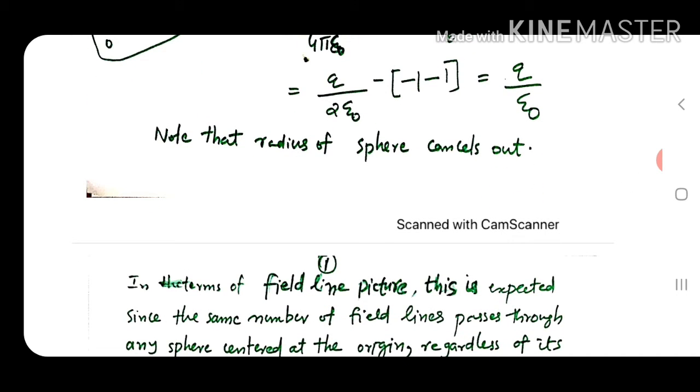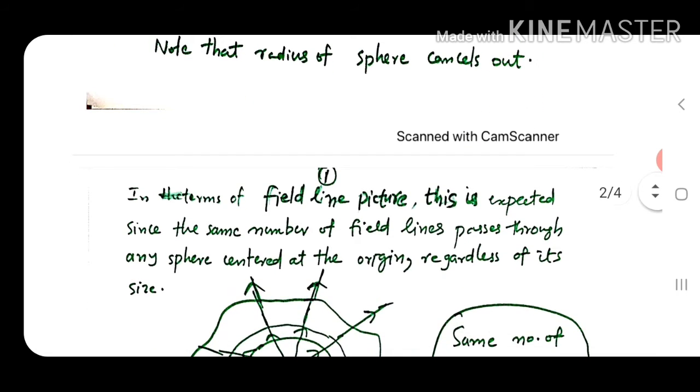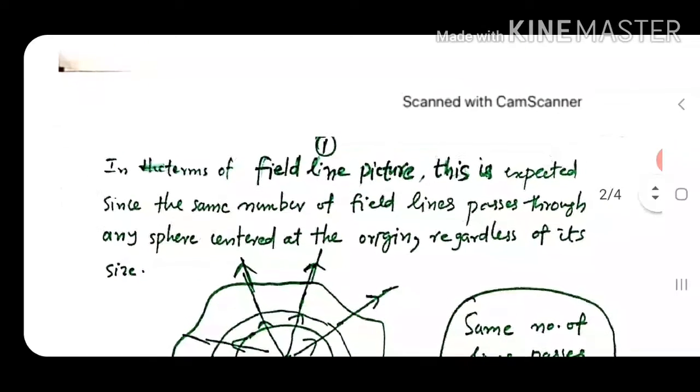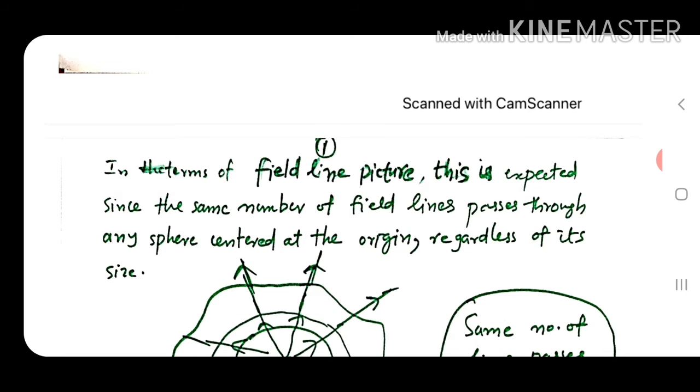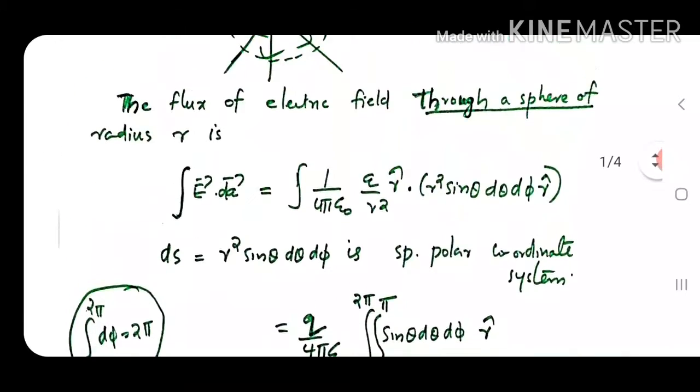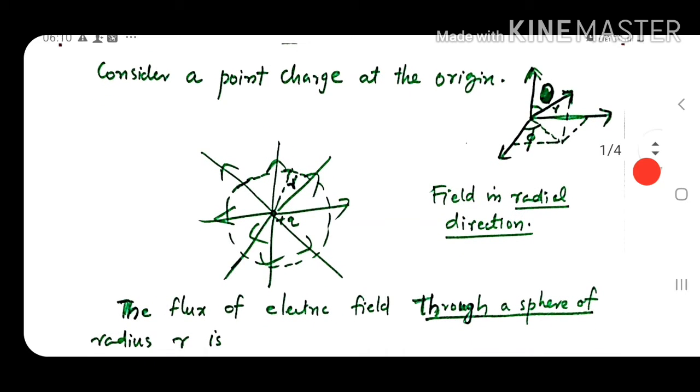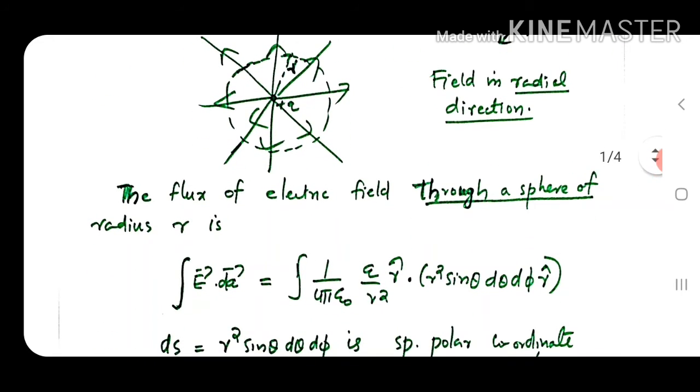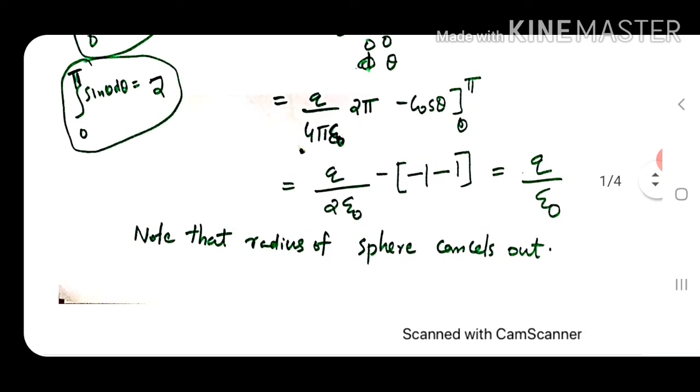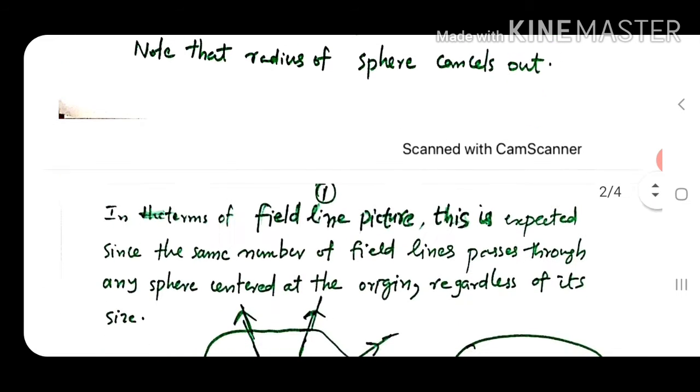Now in terms of the field line picture, this is quite an expected result. What we have seen is that for any sphere of any radius r, we will have the same result. That is what is actually meant by the cancelling of the r square. We can choose a sphere of any radius r, and you will get the same result. The flux through a sphere of any radius will be equal to q by epsilon 0.